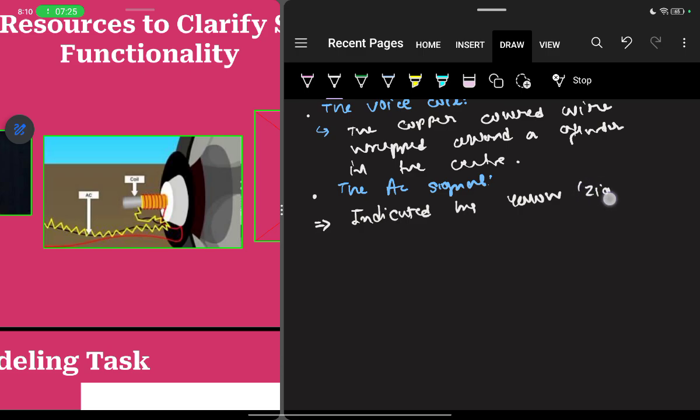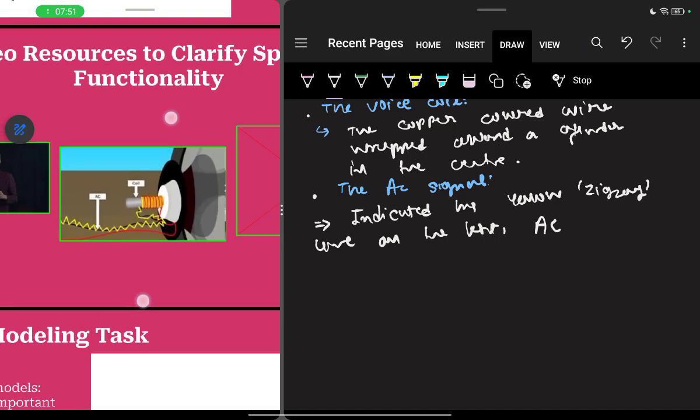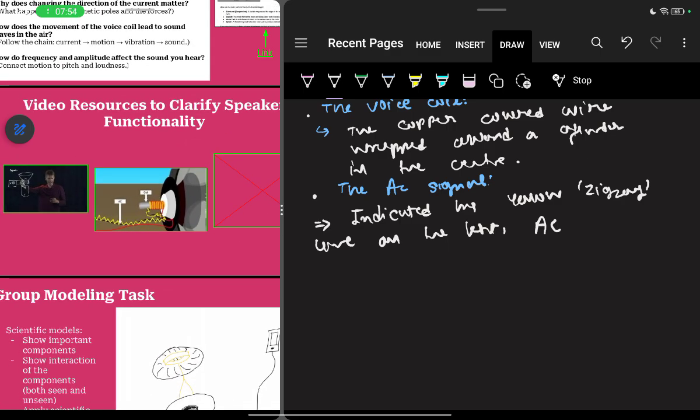Yellow zigzag line on the left, representing the alternating current. Okay, that means AC signal, right? Alternating current that is flowing into the coil. Okay, so we discussed the diagram, right?